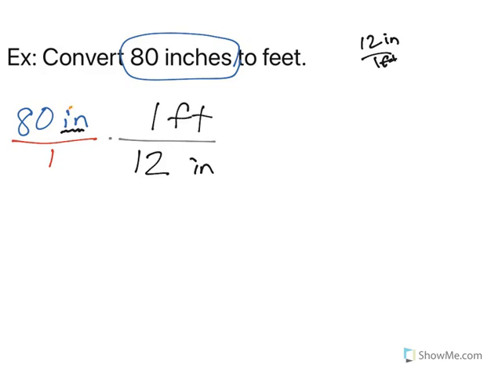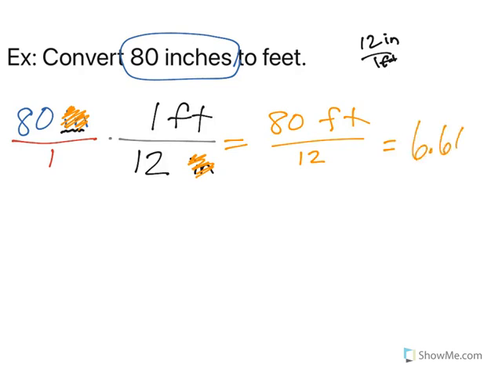Now at this point, my labels of inches reduce out, and I'm left with 80 feet over 12. Now I can reduce that, right? I can simplify and divide 80 divided by 12, and I get 6.6666 goes on forever, feet. So if you're rounding to a decimal, great, you can do that. But sometimes you want an answer of like this many feet, this many inches. Okay, so I know that my answer is 6 feet. But I have leftover.